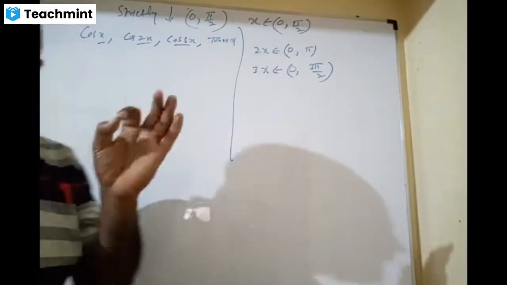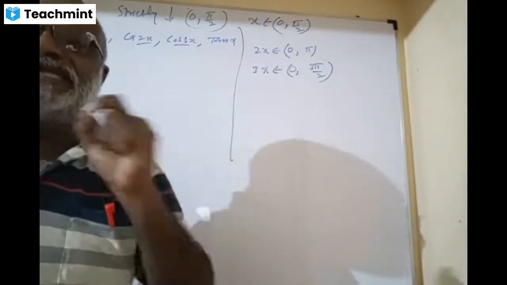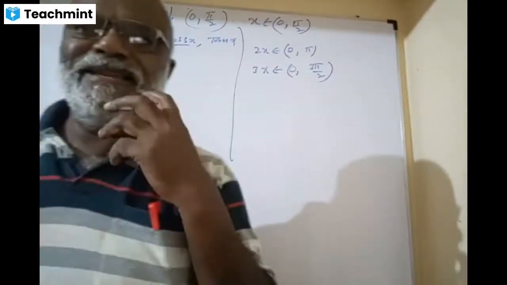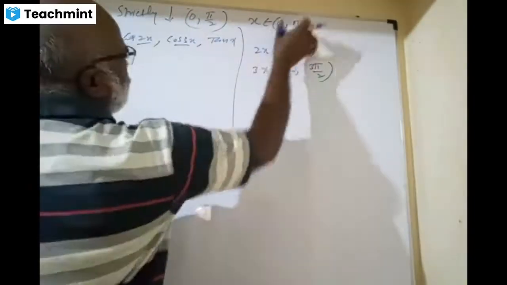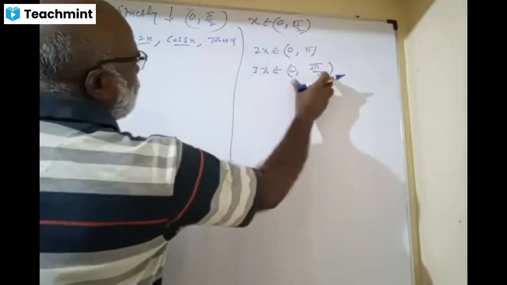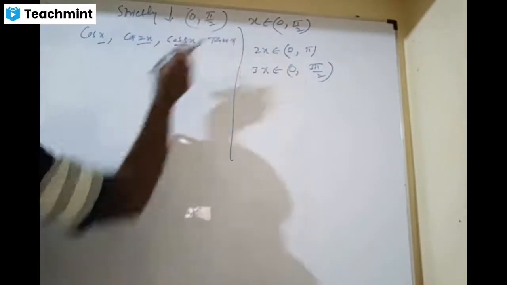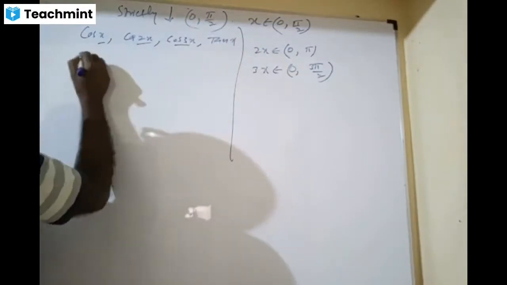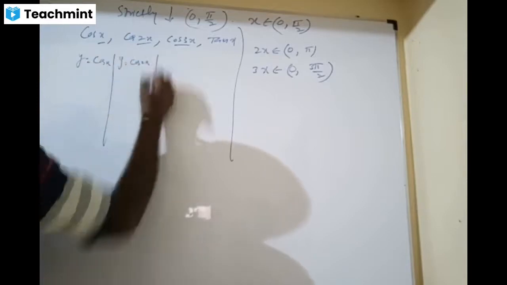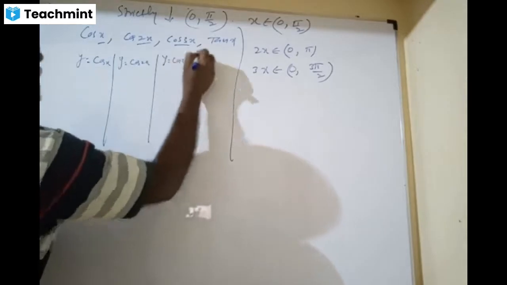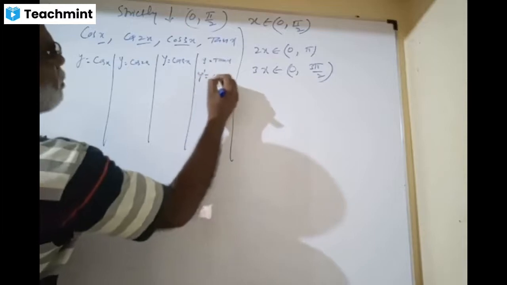Whenever they give the interval, the interval is related to that variable x, the domain x. So x belongs to 0 to pi by 2, 2x belongs to 0 to pi, 3x belongs to 0 to 3 pi by 2. Each of the functions must be strictly decreasing in 0 to pi by 2. Take y equal to cos x, y equal to cos 2x, y equal to cos 3x, and y equal to tan x. Then y dash equal to sec squared x.